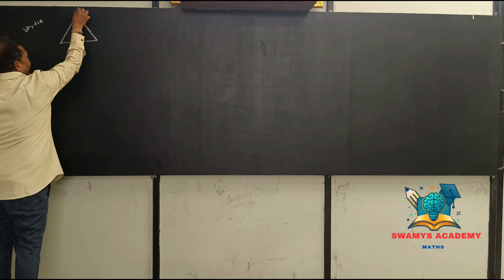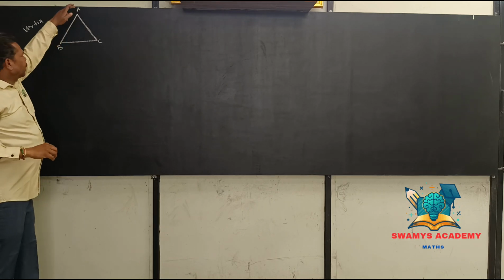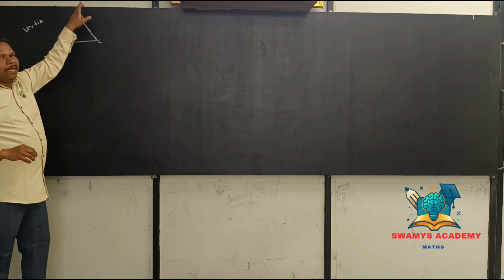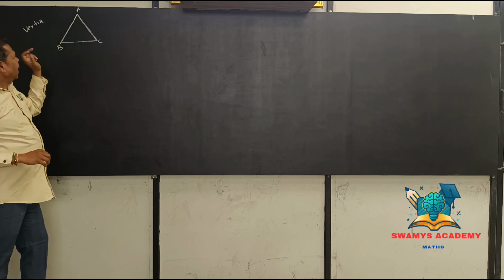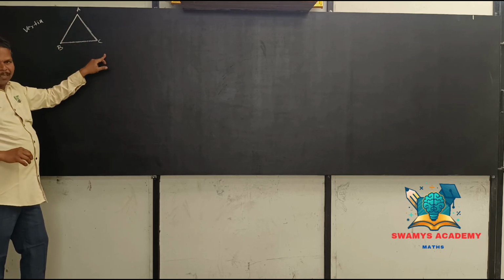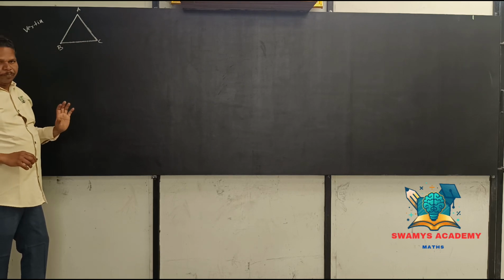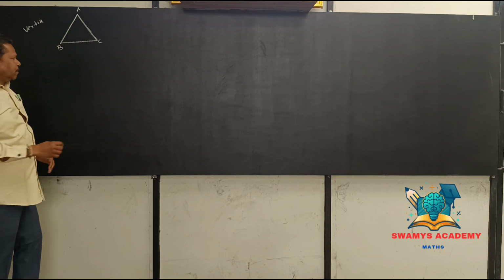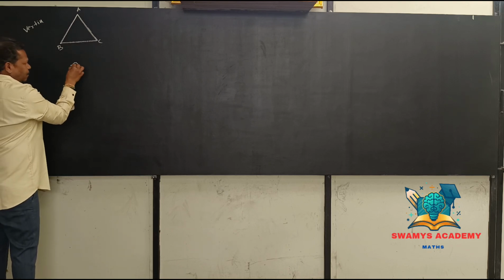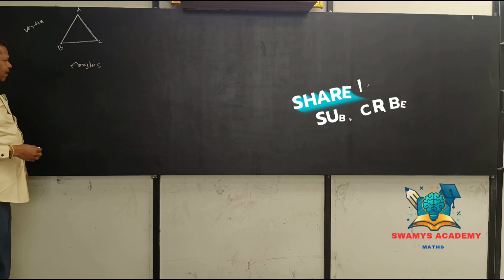Now, if we give names here, A, B, C. Sides are AB, BC, and AC. Angles are angle A, angle B, angle C. Vertices are A, B, and C. Next is based on the angles. Based on the angles, there are different types of triangles.